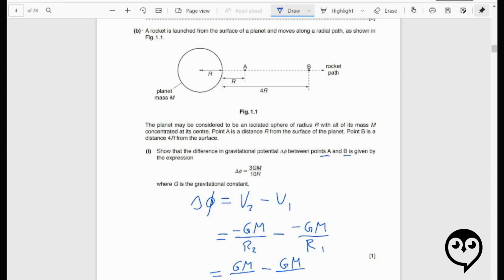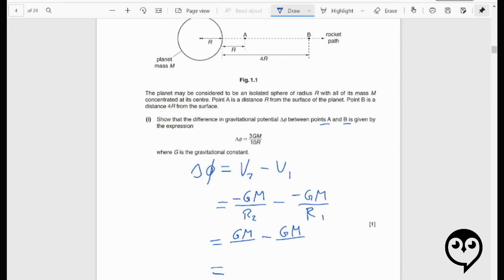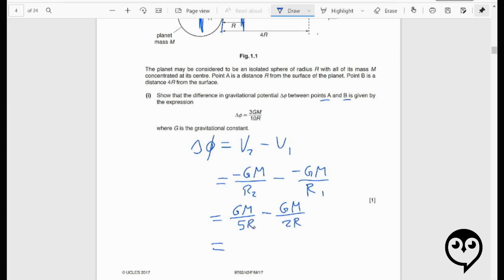Okay, so I've written my expression here. I'm going final minus initial. So I've got -GM over R2, and then on here subtract negative GM over R1. What's going on in this case? R1, is it going to be R? No, we need to take into account the radius of the planet as well. So that's going to be 2R. That means we're going to be 5R away finally.